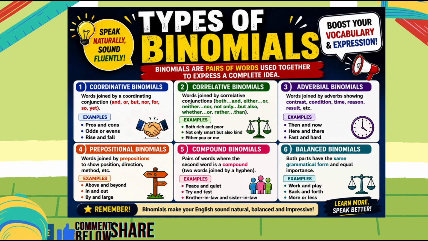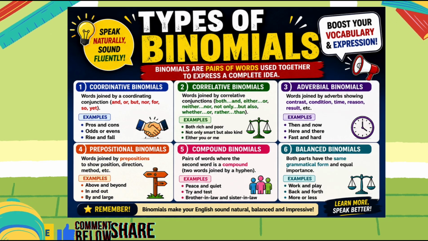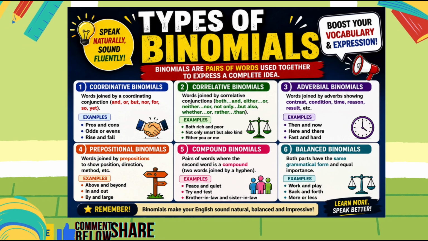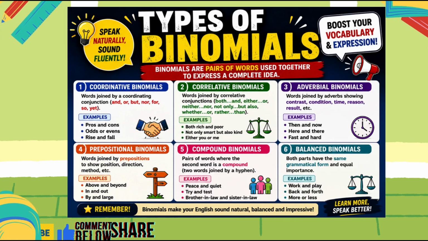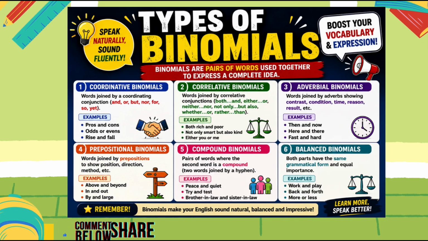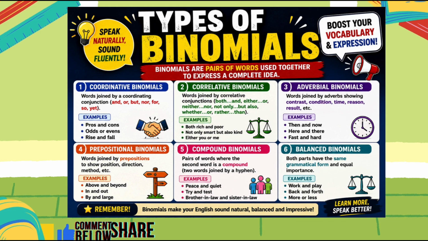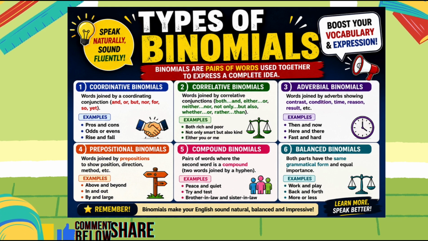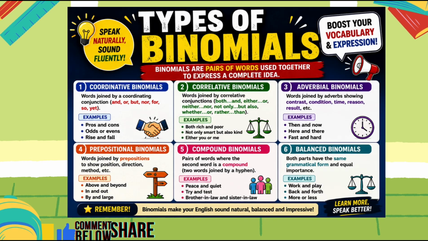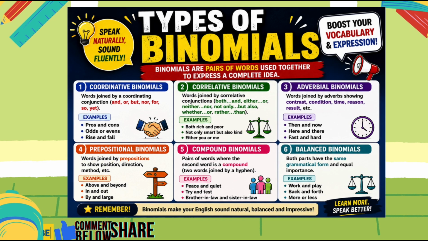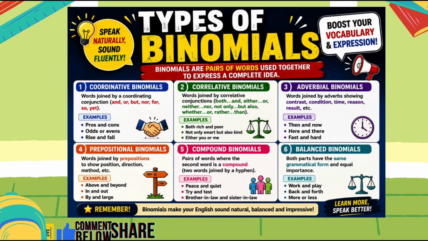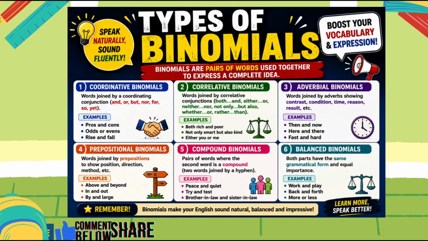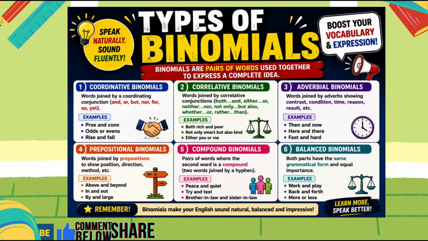Example: and, or, but, nor, for, so, yet. Examples: pros and cons, odds or evens. Then, correlative binomials, words joined by correlative conjunctions: both and, either or, neither nor, not only but also, whether or, rather than. Example: both rich and poor, not only smart but also kind.